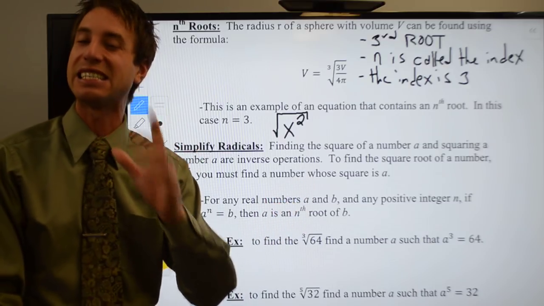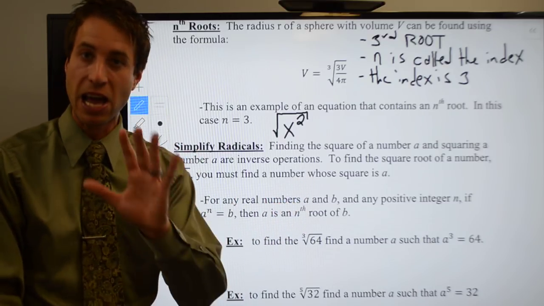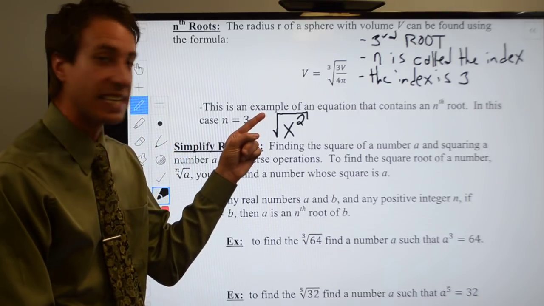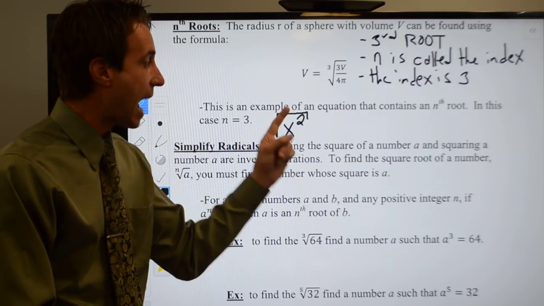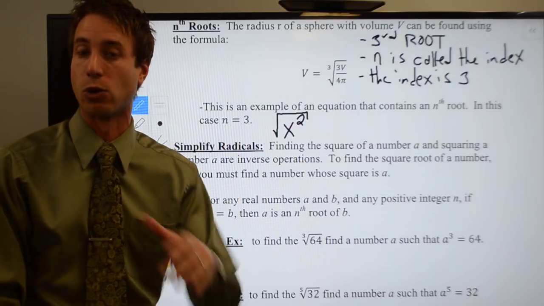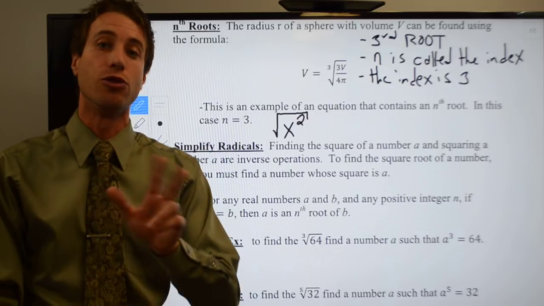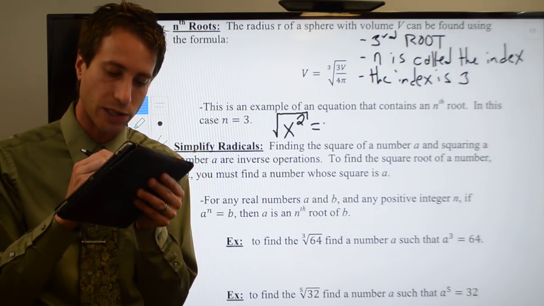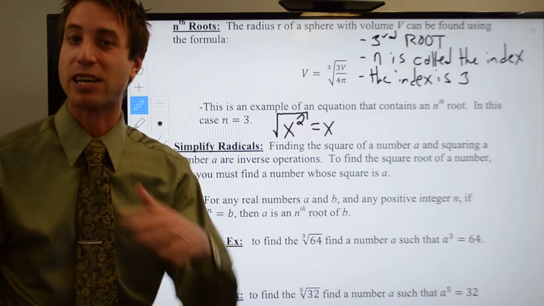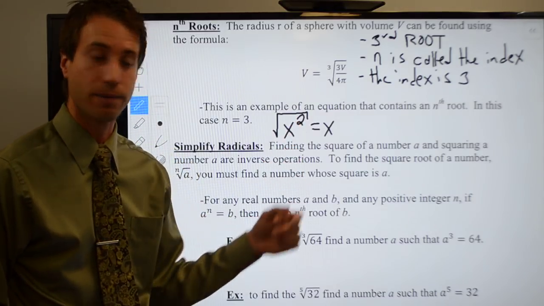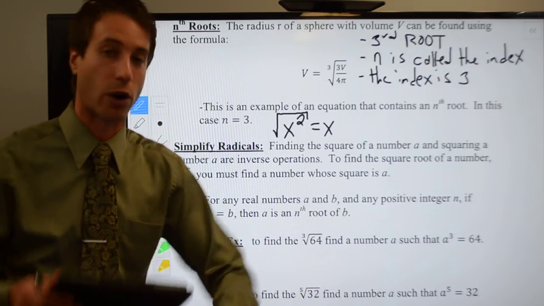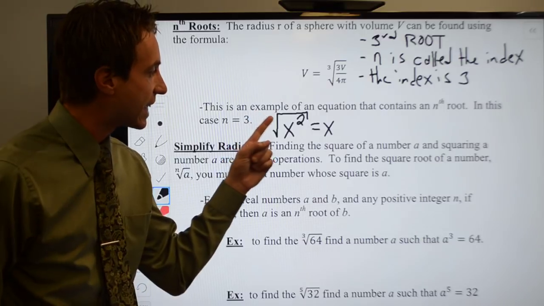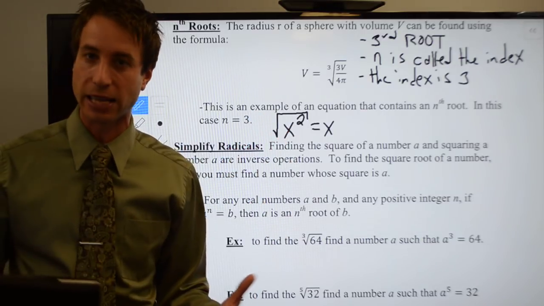The point here is this, though, when it comes to simplifying, and this is really going to be our goal: if I can get that index and the power under the radical to be the same, as long as those two numbers are the same, then they'll cancel each other out. And this whole thing would just be an x, right? Because what undoes a square? Well, a square root undoes a square, or vice versa. Squaring something undoes a square root. So if you can get the index and the power to be the same, they'll cancel each other out.